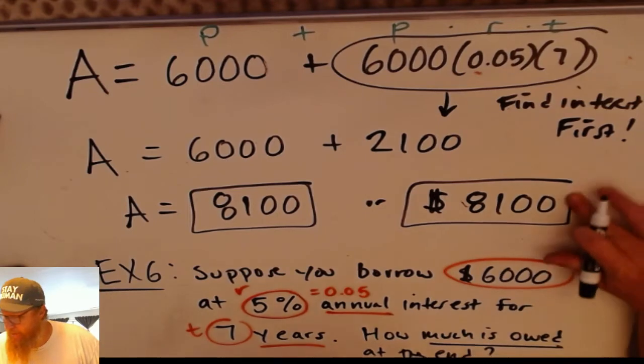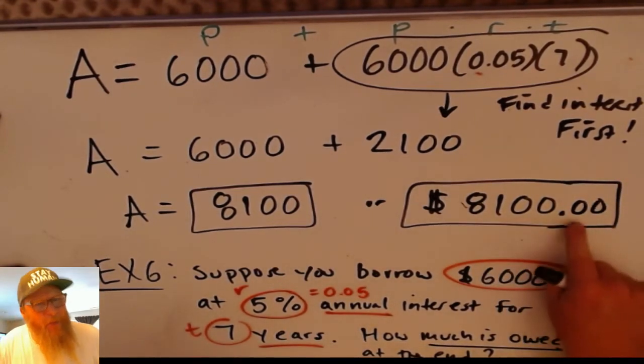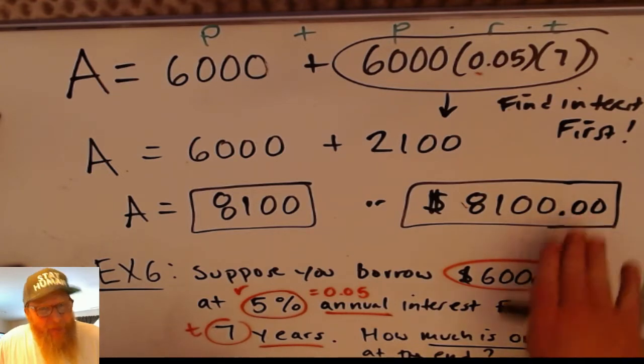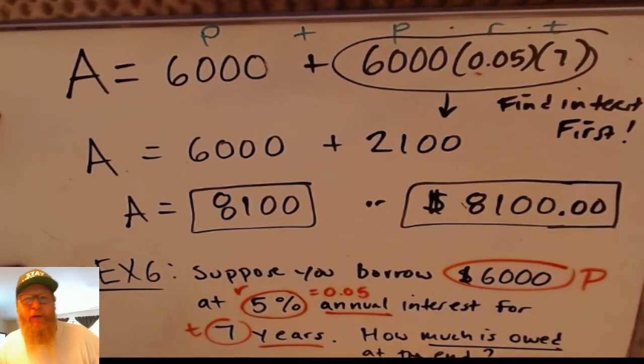And if you really want to be fancy, it's $8,100.00. Some of the problems will actually end up generating cents. If they do, then you have to put the cents. If they don't, you can leave them off and it would still be correct. But if you really want to make it look like money, it's $8,100.00.